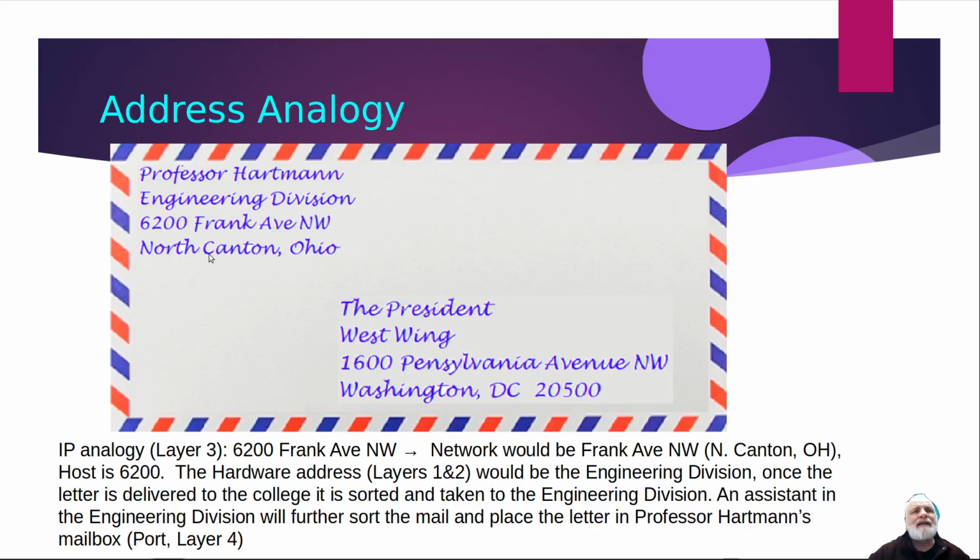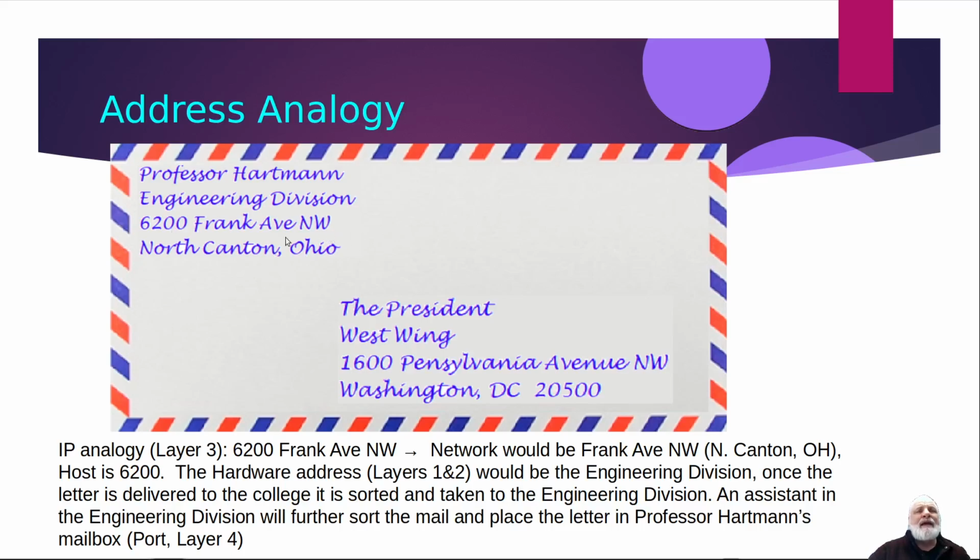And then you can think about just the street address here. When you look at the street address, again, there's the street itself, and then there is the building number or house number. If you think about your own house, you call it a house number, but in this case it's a building, or a collection of buildings. But 6200, right, on Frank Avenue there's only one building with the number 6200.